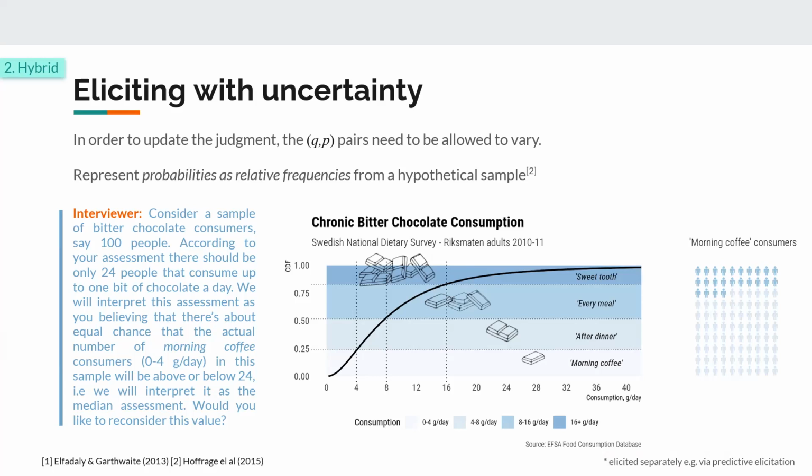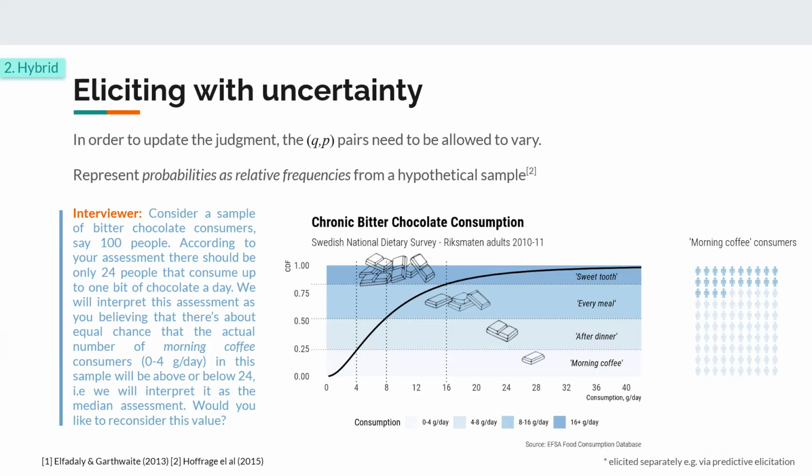And then we will interpret this assessment as you believing that there is about an equal chance that the actual number of morning coffee consumers, the people that consume only 1 bit of chocolate, in the sample will be above or below 24. Would you want to reconsider this value? Give us a different value for the median. So you see the probabilities that the expert gave us: 24%, then 50, I think it's 52, and the other one was about 82 or 83.